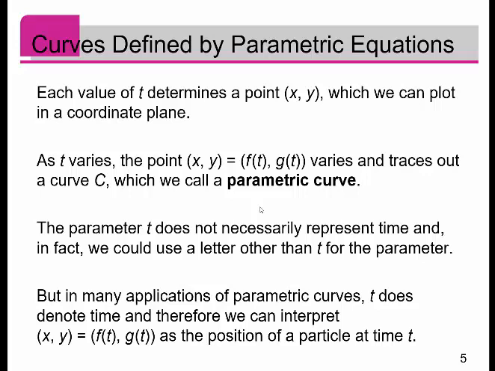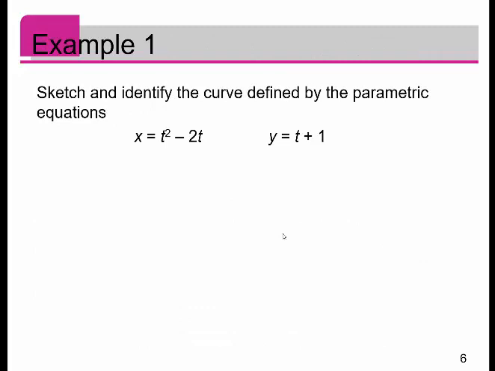Throughout this video, you'll always hear me talking about where the particle is at time whatever, and so on. So let's sketch and identify the curve defined by the following parametric equations. This is just a simple one. x is equal to t squared minus 2t, so the x variable is a function of time, and y is equal to t plus 1. How would we sketch this?